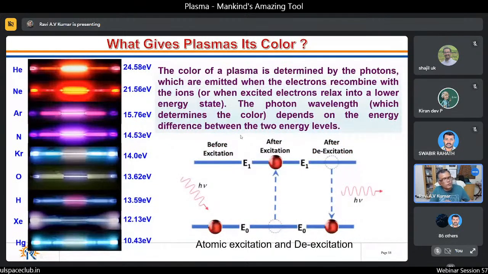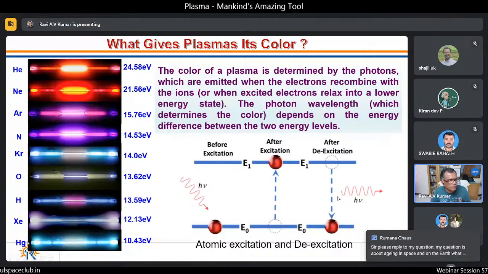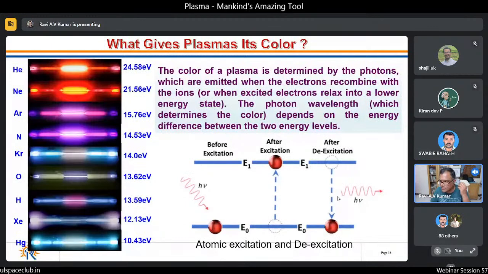Now let us see why different plasmas have different colors. I told you that the ionization energy is what is required to create the plasma. But when the ions and electrons recombine, the energy which was taken up by the atom to ionize itself is returned back as a photon. You can see right from helium to mercury, they offer different colors. And this is again an important aspect because by studying the color, I can get a lot of information about the plasma that I am studying.